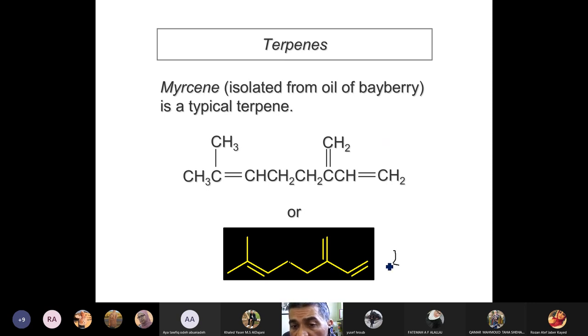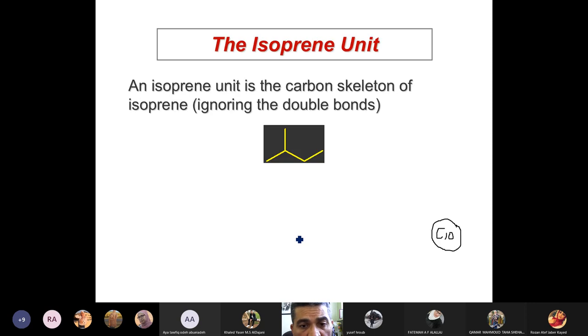Look at this example here. This consists of 2 units of isoprene, and we can follow them. 1, 2, 3, 4, 5. 1, 2, 3, 4, 5. These are 2 units of isoprene which are usually attached together. Third one, fourth one, and so forth. So this is called building block.